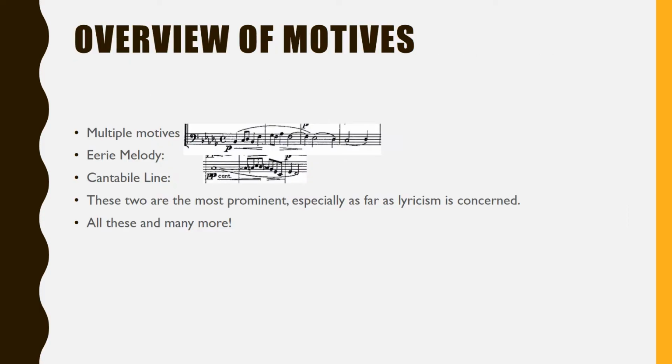Alright, and so now we have some motives. These are two really big ones that happen throughout. We have this eerie melody. Those weren't the right pitches, of course, but it opens with the tuba playing that, and then basically every instrument in the quintet plays this at some point or another in some transposition. And then we have the cantabile line. And that gets played a lot, mostly in the secondary themes.